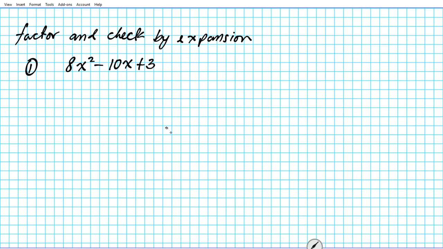Okay, so here we have a quadratic trinomial. Anytime we're factoring, we always want to ask ourselves, is there a greatest common factor that can be extracted from all three terms? So if you take a look at that 8, the 10, and the 3, you can clearly see that there are no common factors that can be extracted. If that's not obvious, you can go ahead and decompose the numbers.